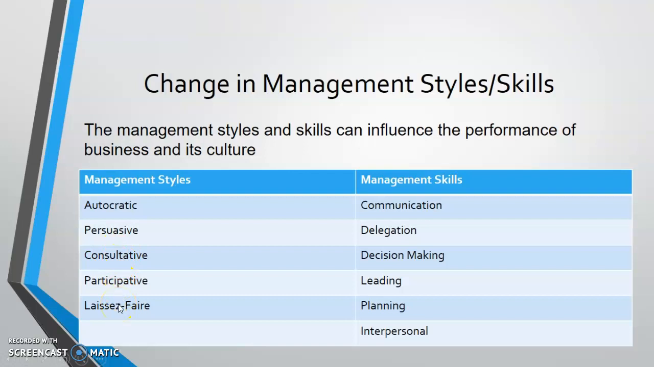Now again, these styles or management skills can influence the KPI. So what you have to do is consider changing the management style. For example, if you were autocratic, you might want to change to consultative, okay, or participative, giving employees the opportunity to engage more in the business. Okay, it is going to help with your business.